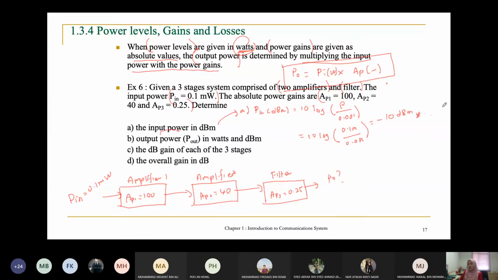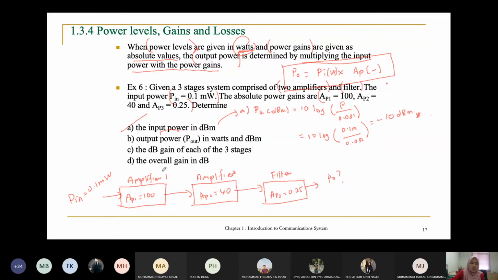If, for example, the question asks you to find P in the unit decibel, to calculate that, you must use the formula 10 log P. So just multiply with 10 log. We don't need to divide this with 0.001.